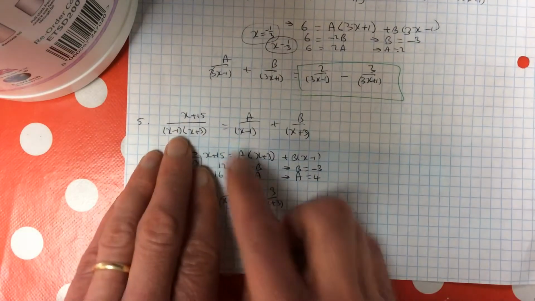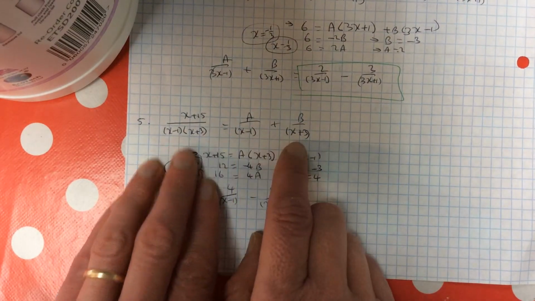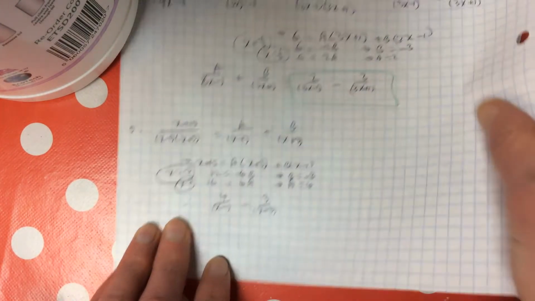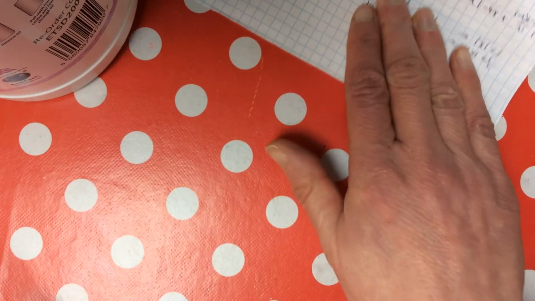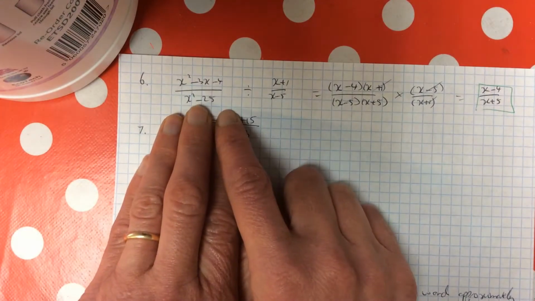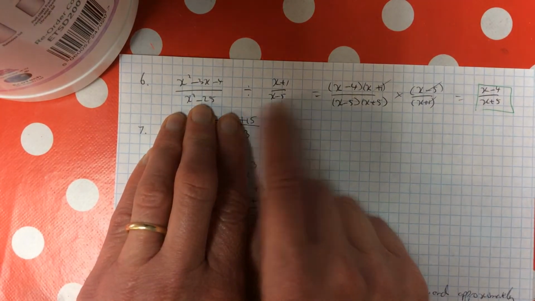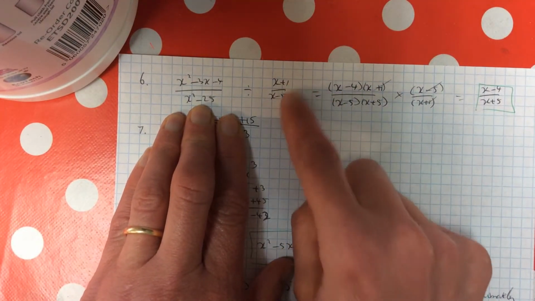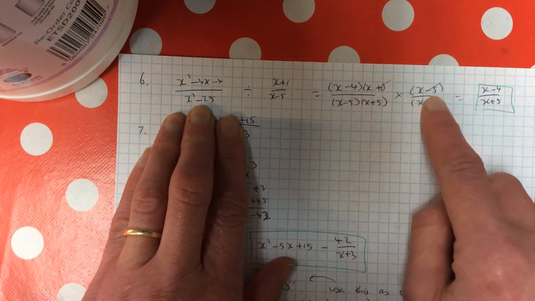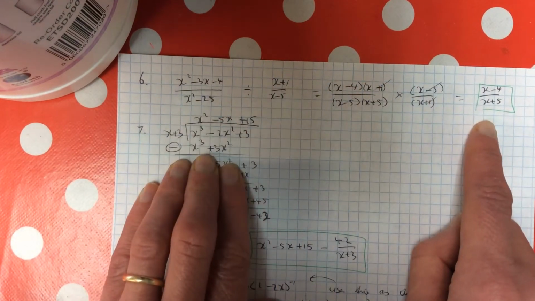Question 5 is another partial fractions. So just your normal partial fractions there. Question 6 is a division. So what you're going to do in question 6, factorise everything first, turn your fraction after the division sign upside down and cancel off anything.